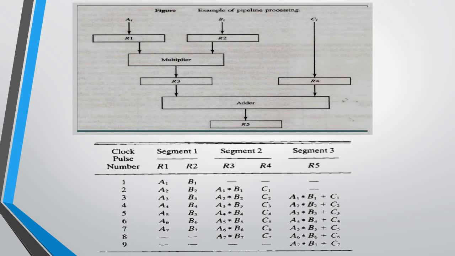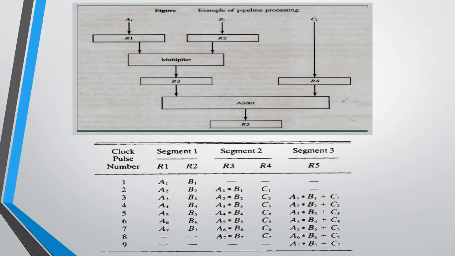The B of I value is assigned to the R2 register in segment 1. The R1 and R2 are multiplied by the multiplier, which multiplies R1 into R2, and the resultant is stored in the R3 register. In parallel, the C of I is entering into the R4 register in segment 2.